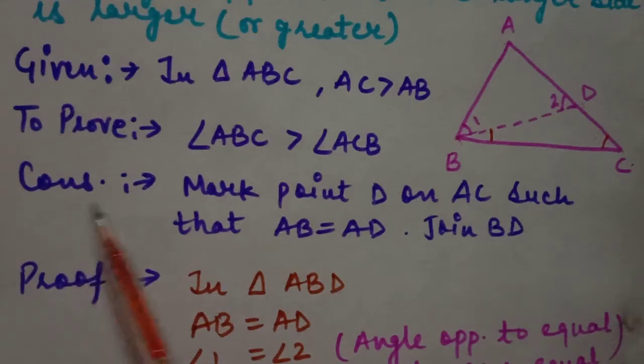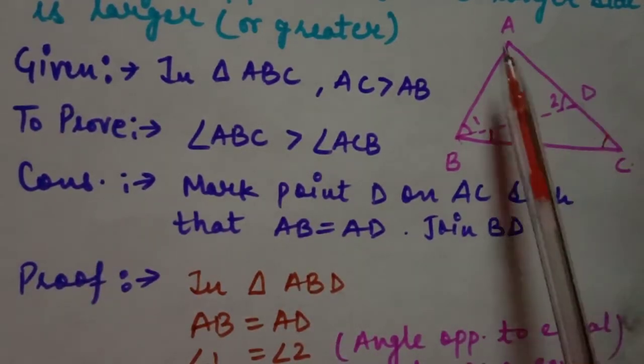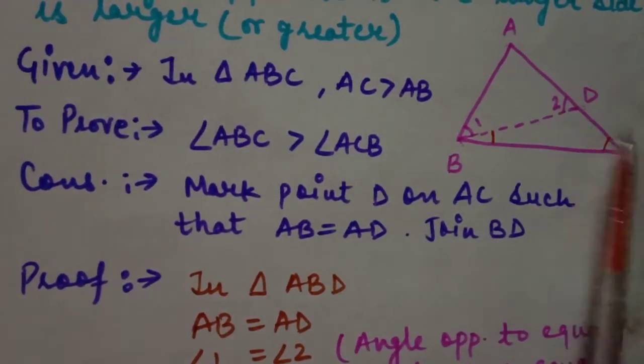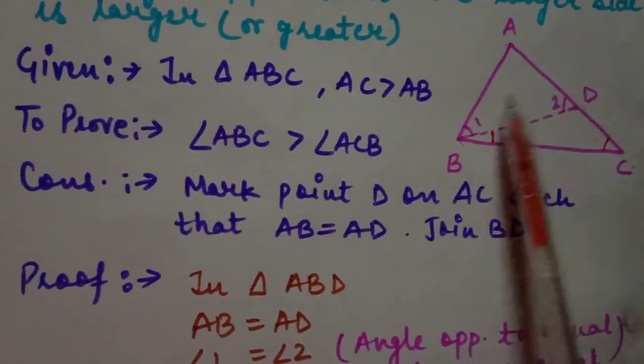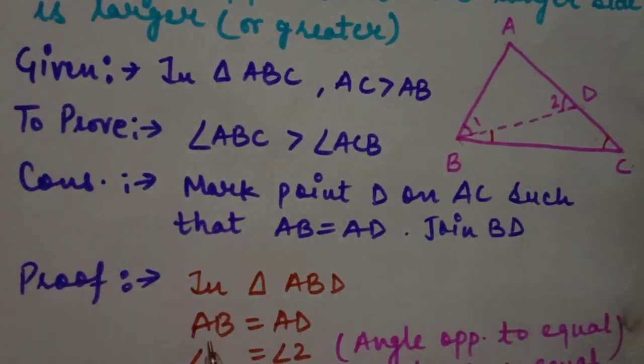So we will do a construction. Mark a point D on AC such that AB and AD are equal to each other, because we know it very well, if AC is greater than AB and we have to equalize both the sides, definitely we will cut some part from the longer side. So we cut this part from the longer side to make them equal. So now AB and AD are equal to each other. Now we will start our proof.